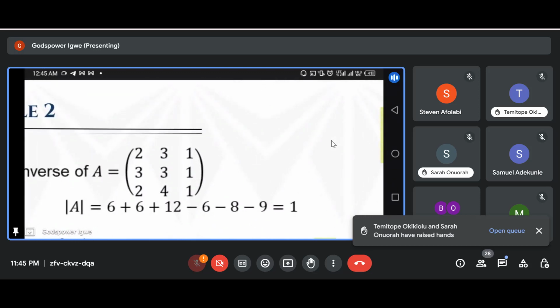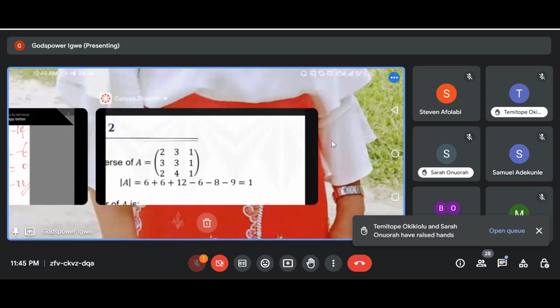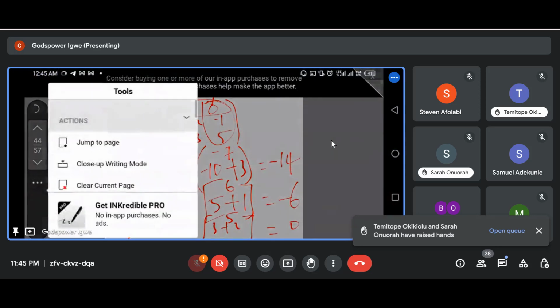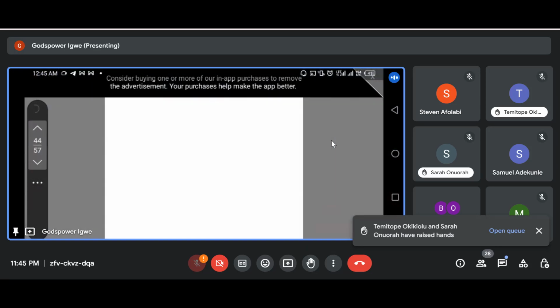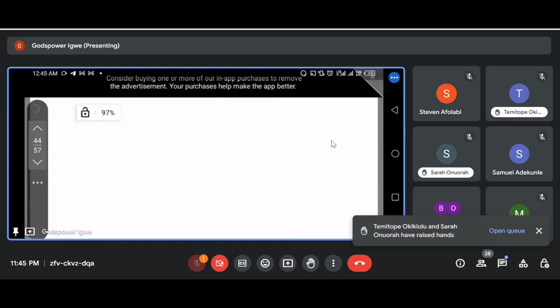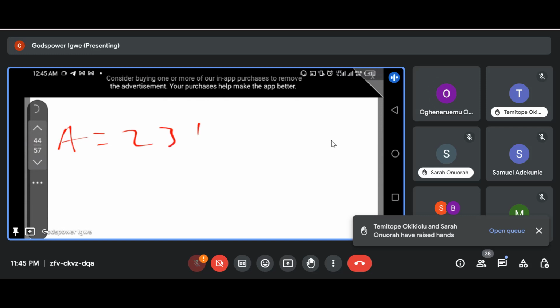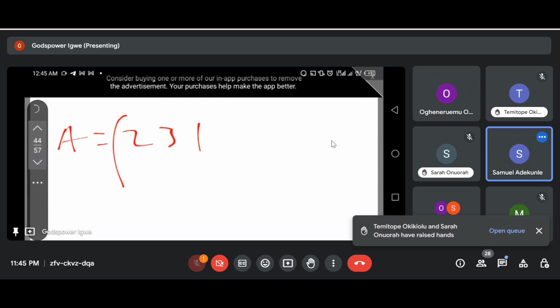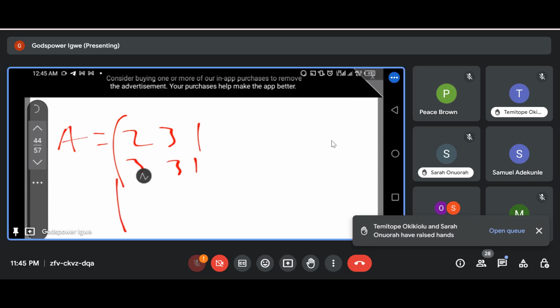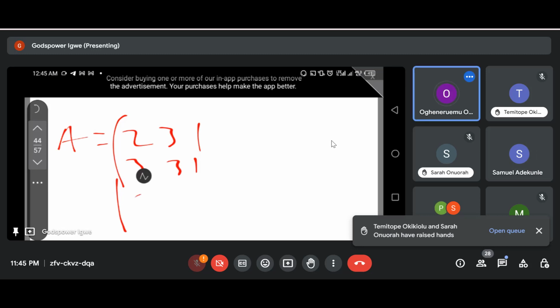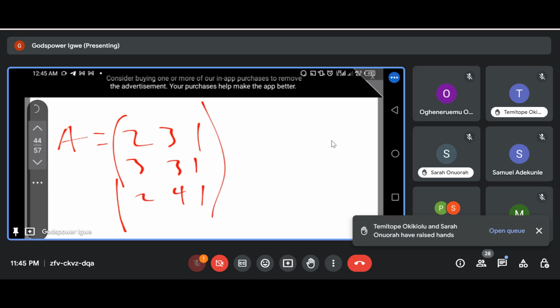Somebody give me the matrix, please. The first row is what? 2 3 1. Second row, 3 3 1. Third row, 2 4 1. So how do we find our matrix now?